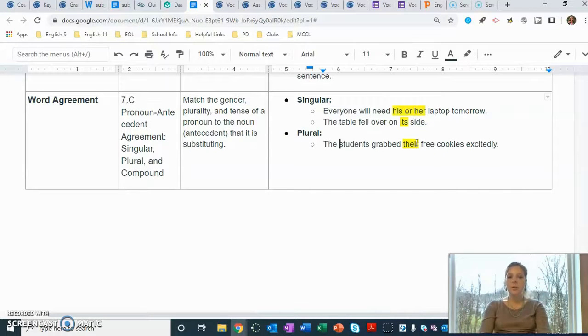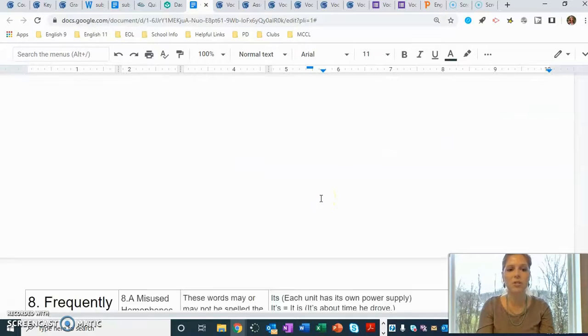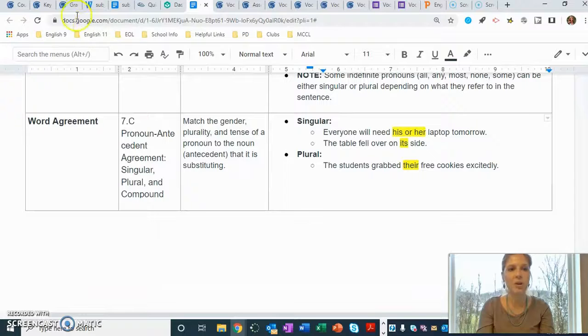I will give you a note that historically speaking, the word they and their has been a plural pronoun. However, as society is becoming a little bit more gender inclusive, and some people are associating with being non-binary, you can use they, singular, when you're talking about a person who's non-binary, or if you're not sure about the gender of that person. So there's just an FYI of how a grammar rule has changed. So that is pronoun antecedent agreement.